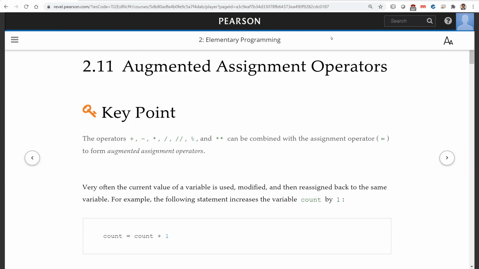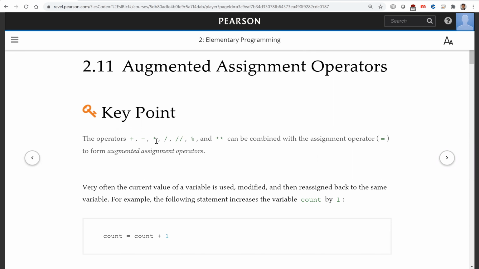Hello, in this video, we will introduce augmented assignment operators. The arithmetic operators, addition, subtraction, multiplication, float division, integer division, remainder, and exponent can be combined with the assignment operator to form augmented assignment operators.